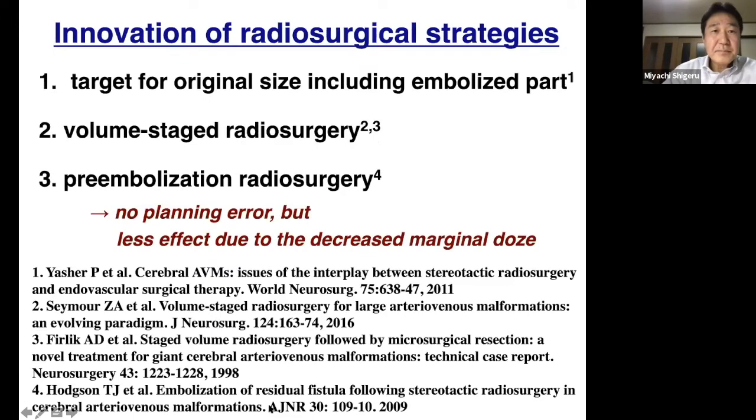To reduce such failures, radiosurgeons consider some strategies. One is targeting the original size, including the embolized size, and volume-staged radiosurgery, and pre-embolization radiosurgery. This is an ongoing study. It means radiosurgery targets the whole size of the AVM, and then the embolization.